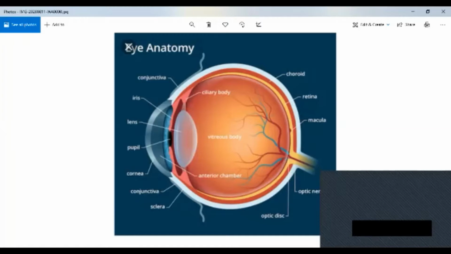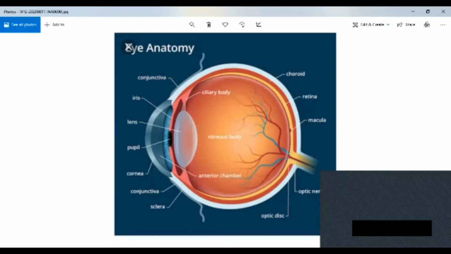And in the iris, you can see an aperture. It's a hole, and that is the pupil. The size of the pupil is adjusted according to the intensity of the light. That means in dim light, the size of the pupil will be enlarged, and in bright light, the size of the pupil will constrict.